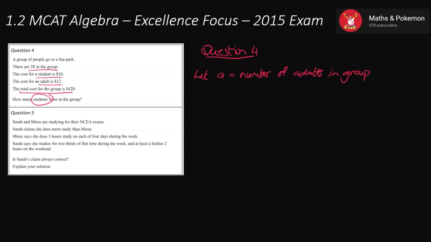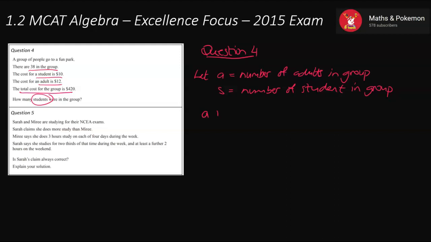And S will be students, so the number of students in that group. Once we've defined these two variables, which I'm finishing up now, we need to think of some equations, some relationships between the numbers that we were given. The nice one relates to that 38, and that's because I know the number of adults plus the number of students has to come to the total, which is 38.